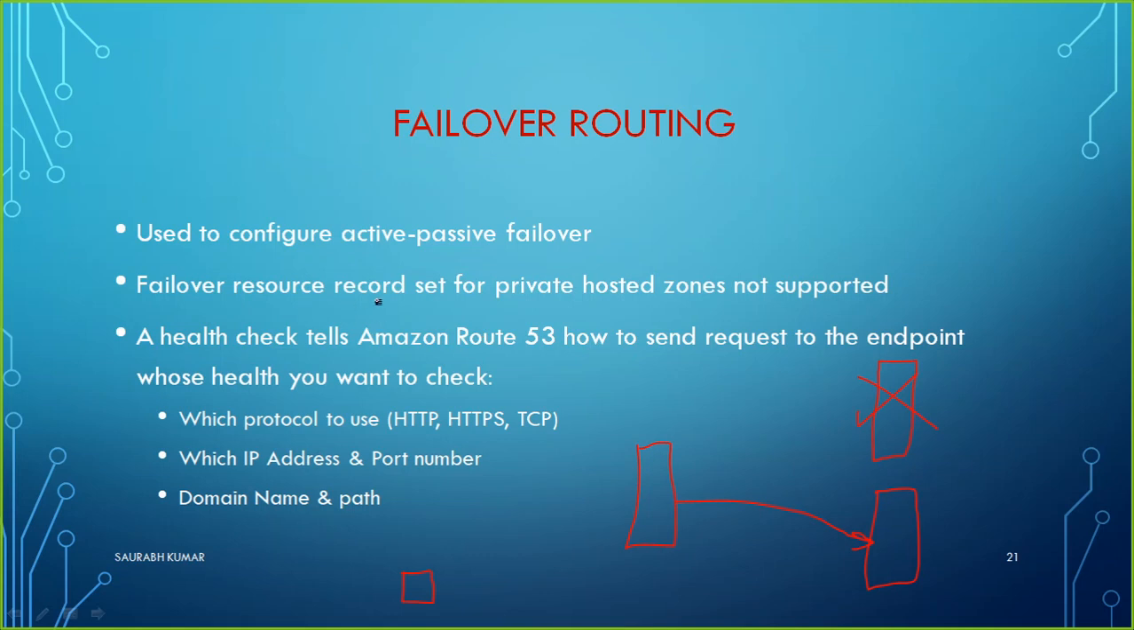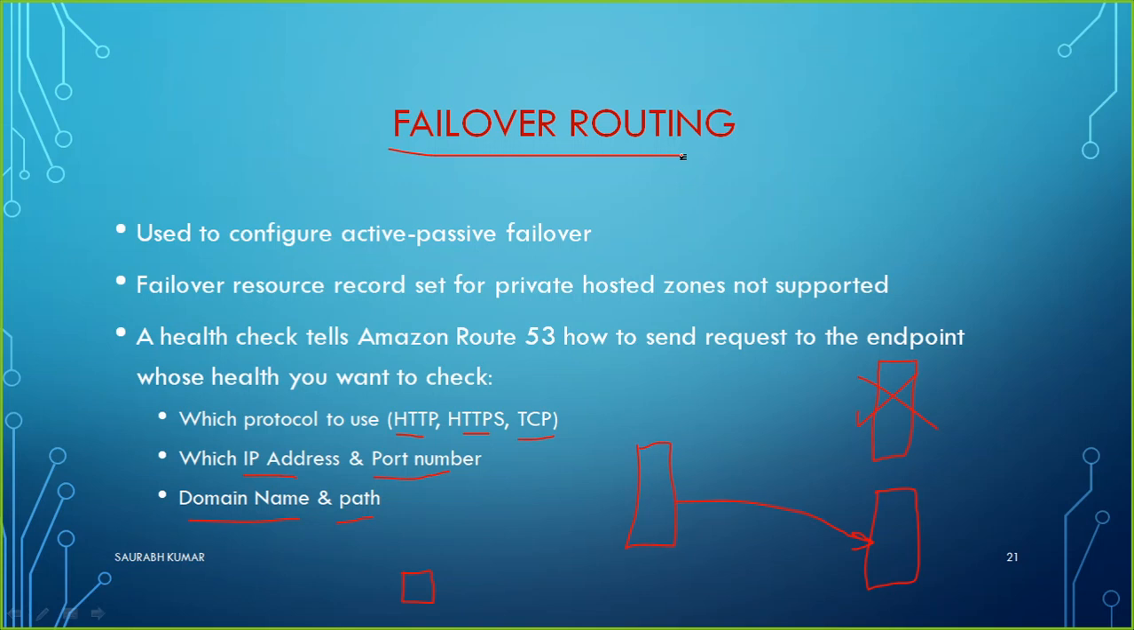Failover resource record sets for a private hosted zone are not supported. A health check tells Amazon Route 53 how to send requests to the endpoint whose health you want to check, and these are the protocols it uses: HTTP, HTTPS, TCP. It works on the basis of IP address and port number. It also uses domain name and path. So this is some information about the failover type of routing policy.